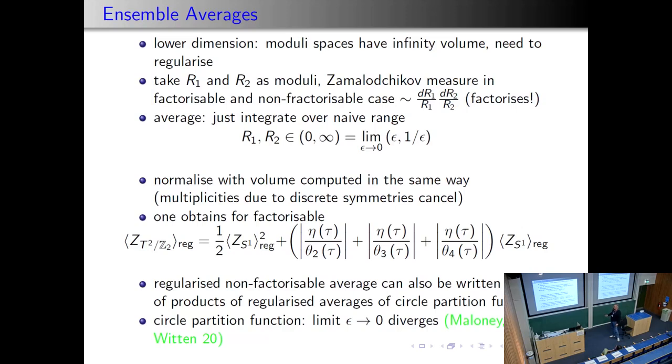So then I get for the factorizable case just 1/2 the circle squared from the term where for the orbicircle there was no insertion, no twisted sector. And that didn't depend on the radius of the orbicircle. I don't see the pointer anymore, but it should be there. Yeah, it's very weak. Right, okay, so maybe I show it like this. So this is the part which doesn't depend on the orbicircle, and that comes from the circle.